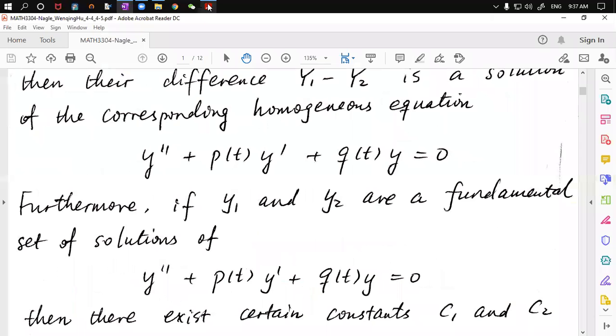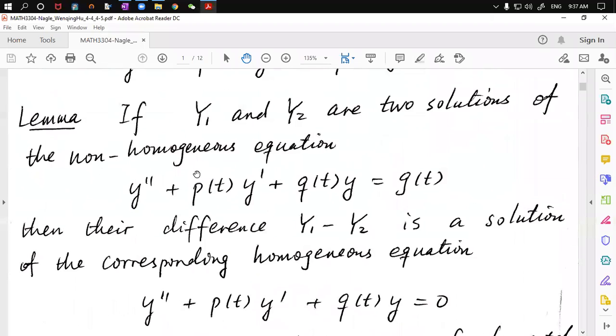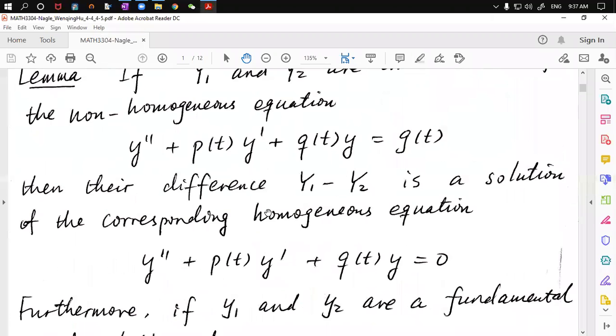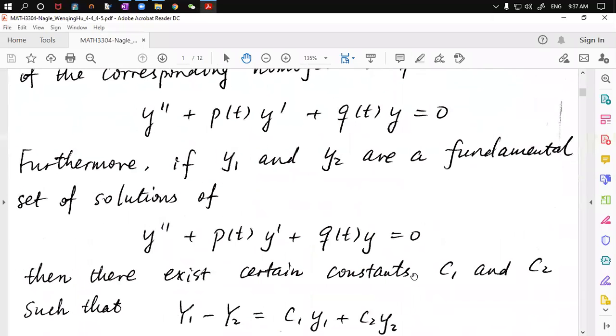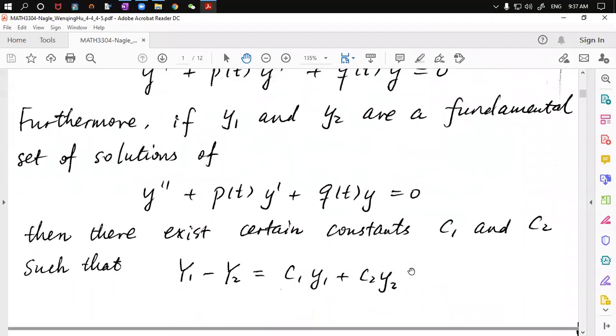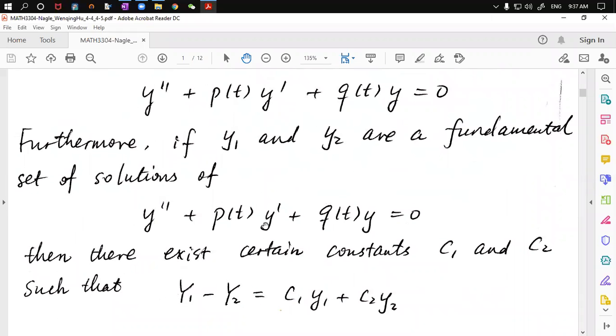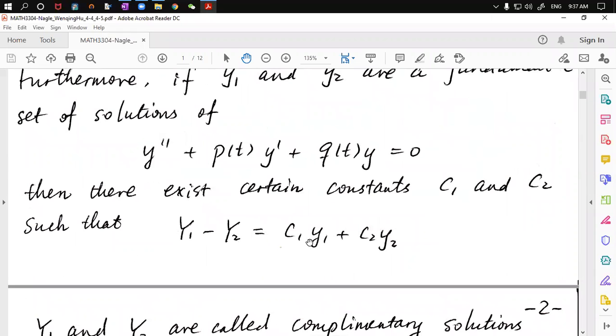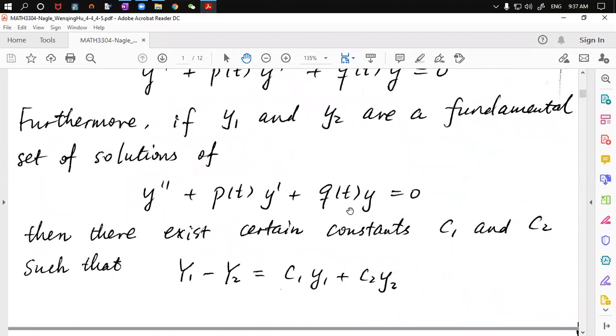Okay, so let's summarize this idea. The idea says that if you have two solutions of the non-homogeneous equation, then the difference is going to be a solution of the homogeneous equation. So therefore, if you have fundamental solutions of the homogeneous equation, then the difference between two general solutions of the non-homogeneous equation is just a linear combination of these fundamental solutions for the homogeneous equation. Is that good for everybody?